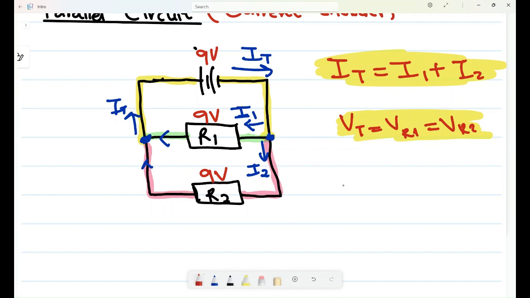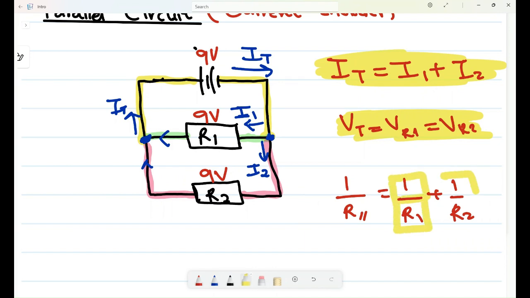For resistance, we say 1 divided by R parallel is equal to 1 divided by R1 plus 1 divided by R2. How are you going to remember this? Take this as a branch. Can you see it has a line here? So it is more like a branch and a branch here. A branch and a branch here. So you'll remember this. When I'm dealing with a parallel circuit, my resistance will be more or less like that.